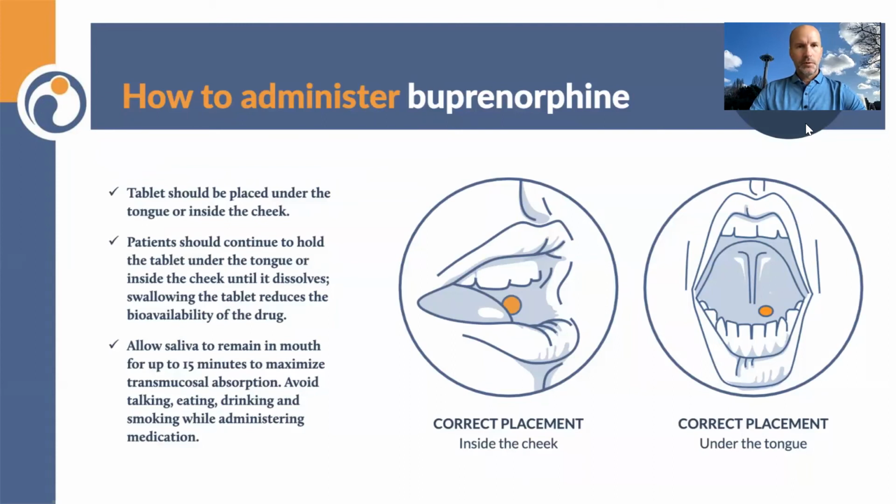So how do we administer buprenorphine? Again, we talked about how it comes in either strips or sublingual tablets. You typically place it under the cheek, allow the patient to hold it either at the side of their cheek or under their tongue until the medication dissolves. Once the tablet or strip has dissolved, you want the saliva to remain in the mouth for up to 15 minutes while that medication is being absorbed. You want to avoid talking, eating, drinking, or smoking while the medication is being administered.